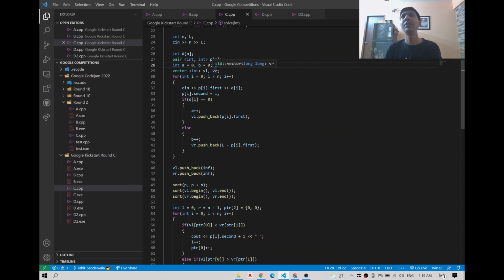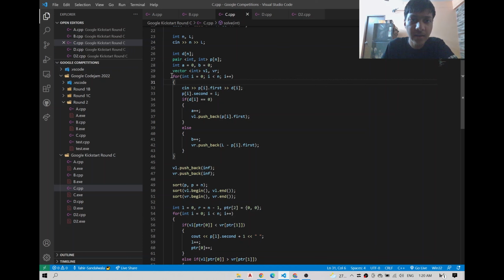A will store the total number of ants that are initially moving left, which will also be equal to the total number of ants that fall from the left end. Similarly in B, I store the total number of ants that are initially moving right, which will later be equal to the total number of ants that fall from the right end. And I've maintained two vectors VL and VR, in which I'll store the sequence of times at which ants will fall from the left end and from the right end, respectively.